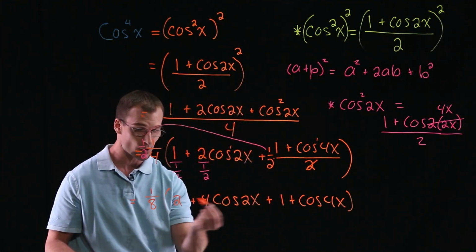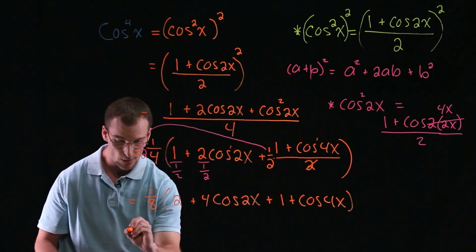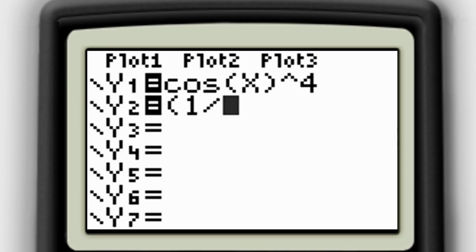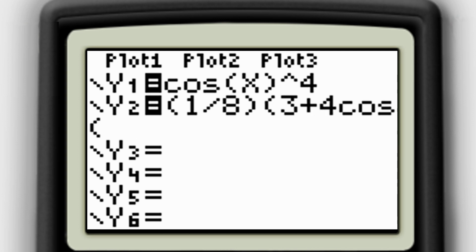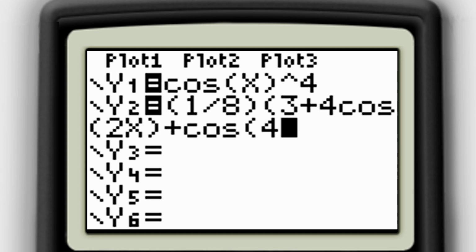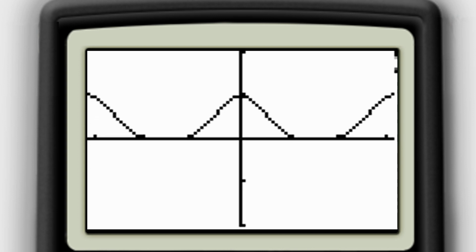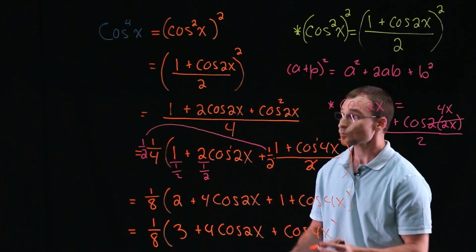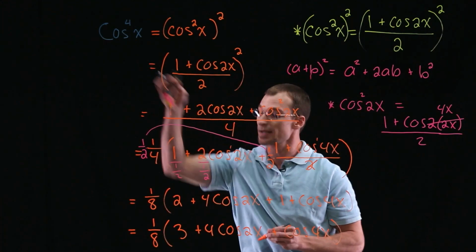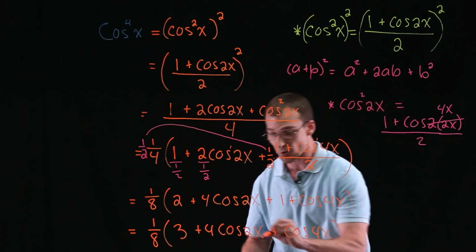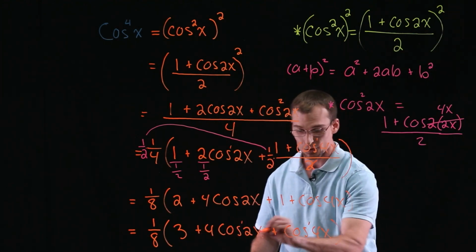We can combine some like terms, namely just our constants 2 and 1. So in the end, this will give us the expression 1/8 times 2 plus 1 is 3 plus 4 cosine 2x plus cosine 4x. So, like we said, we've taken our expression cosine to the 4th x and simplified it to an expression where, again, we have first powers of cosine and multiple angles.